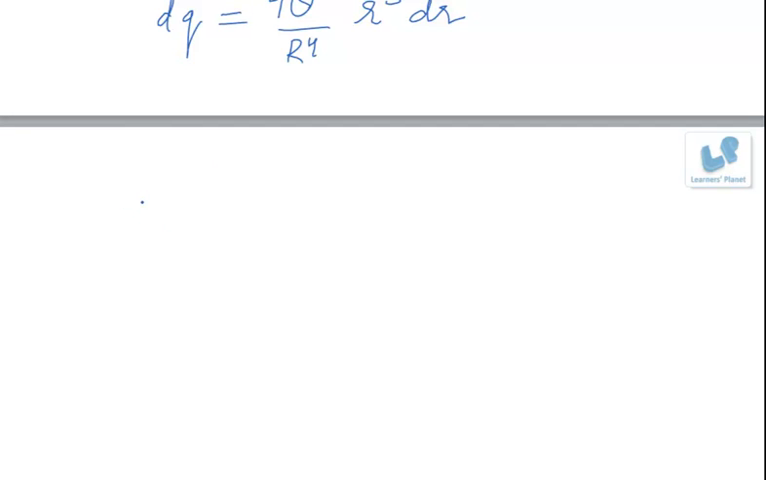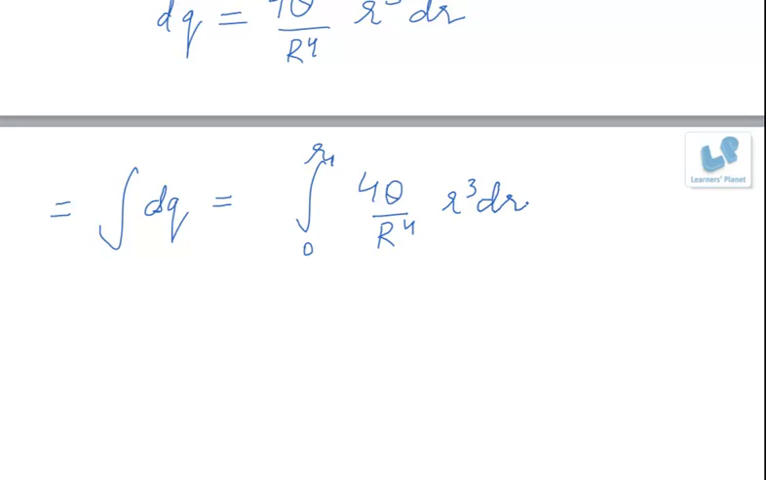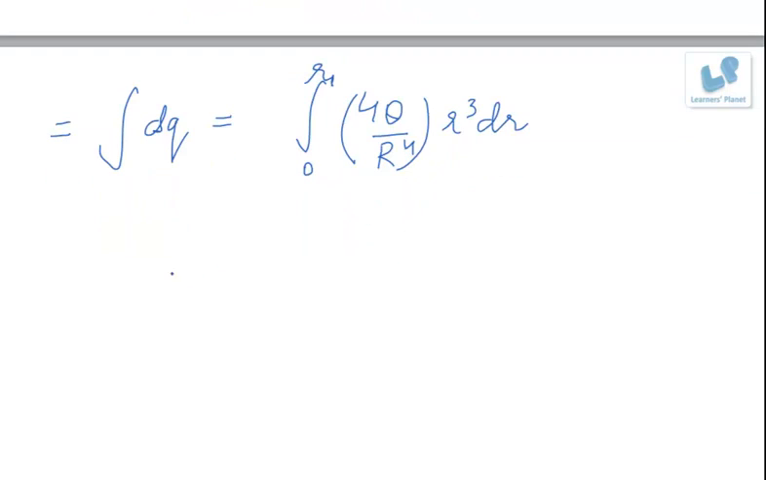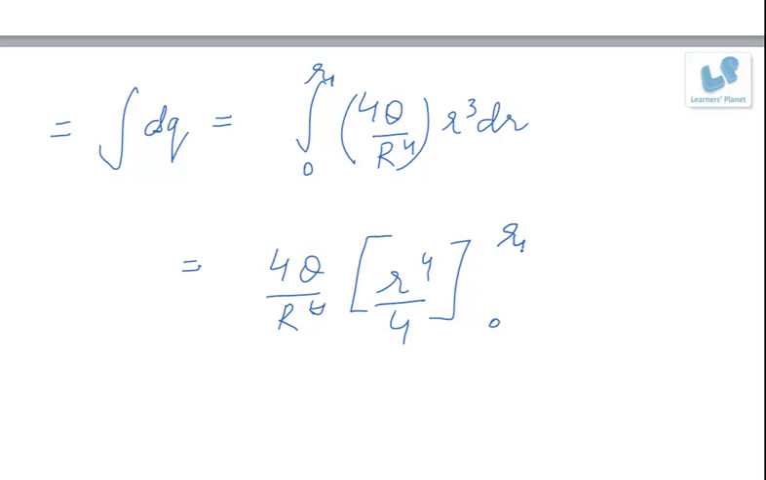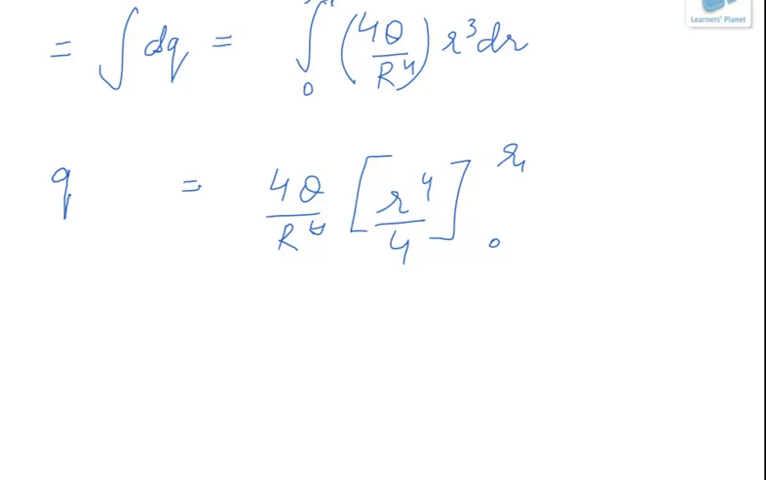Now if we integrate this charge with the limits of r from r equal to 0 to r1, we will get the total charge enclosed. Okay, now this term is constant and r cube dr will give you r to the power 4 by 4 with limits 0 to r1. Okay, so this is total charge Q enclosed. So Q enclosed will be equal to Q upon R to the power 4 into r1 to the power 4. This 4 will cancel out.